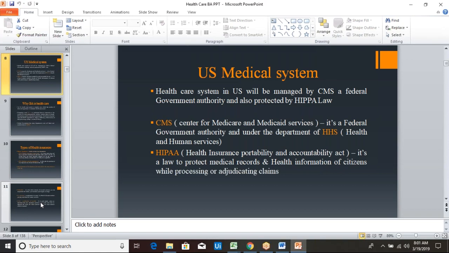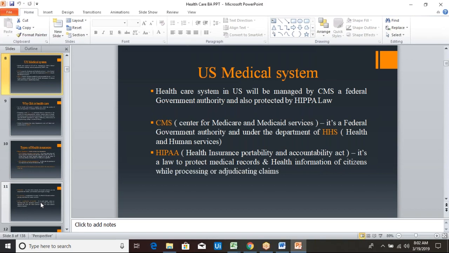This is a body which is under the federal government authority. It works under the Department of HHS, which we call Health and Human Services. This is a health insurance department under the federal government authority, wherein CMS is exclusive for providing services, for the claims that people usually expect, right? So all the claims, the Medicare and Medicaid claims and everything, happen through CMS.